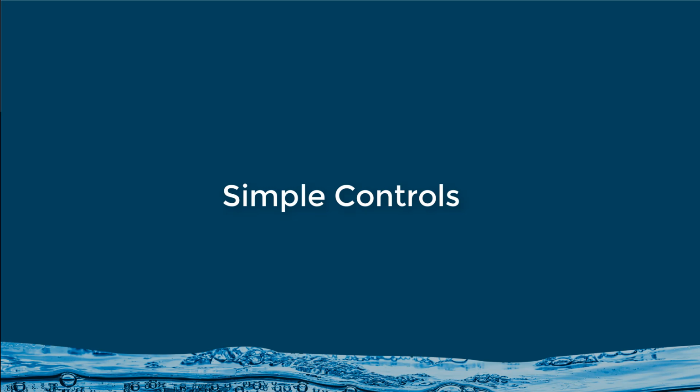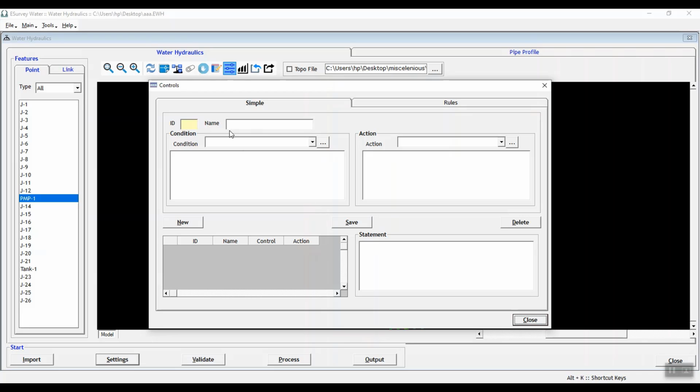Simple controls. In the window that opens, select the Simple Controls tab. Next, click on the New button and enter a name. Next, select Condition and Action from the respective drop-down lists. Then, click on the Save button to save the details.